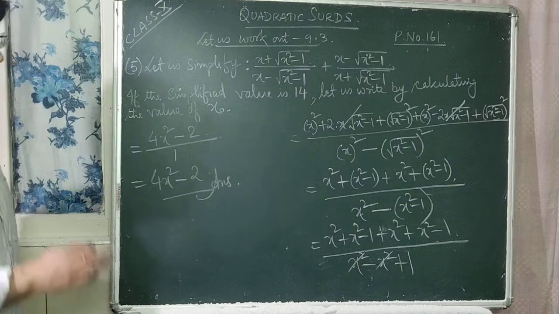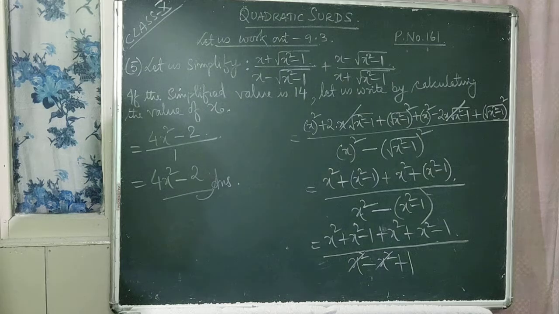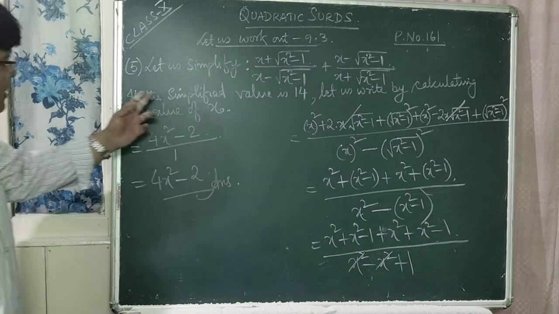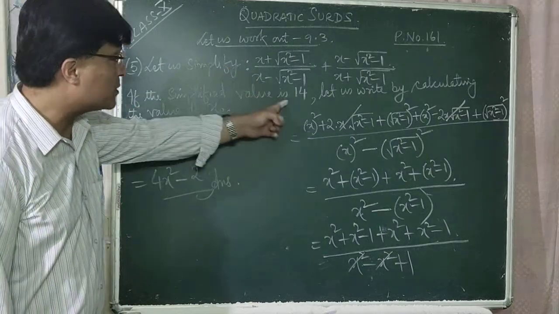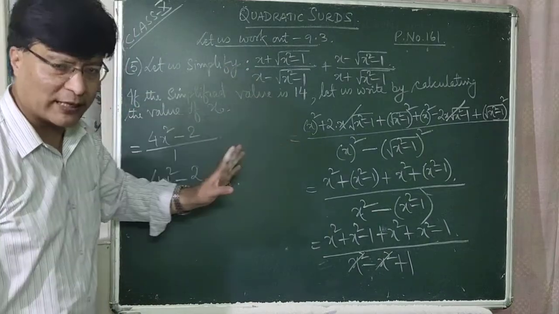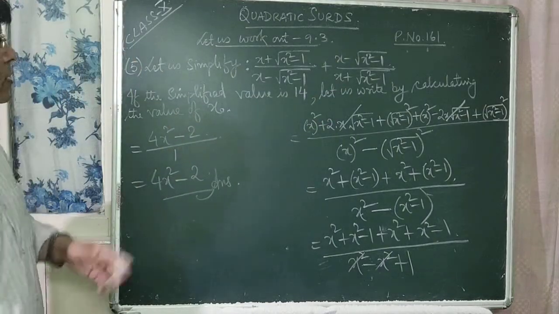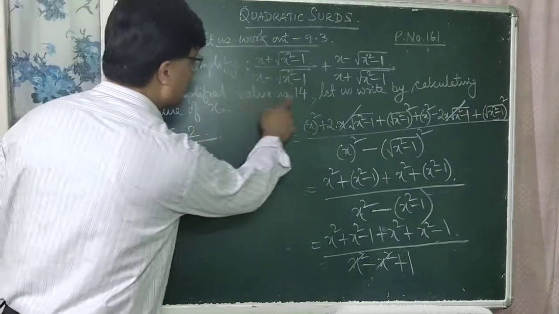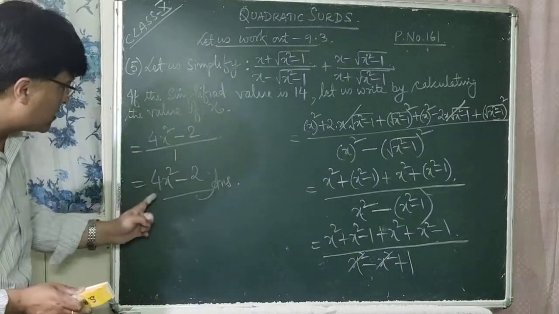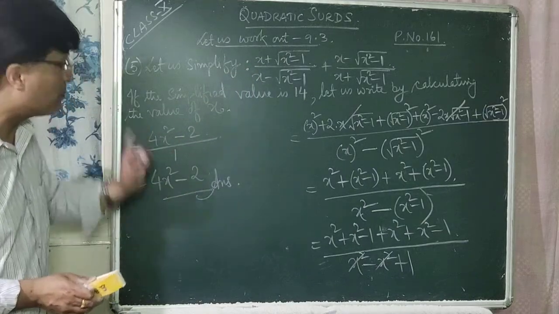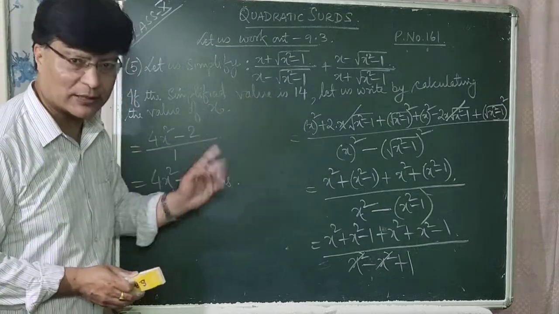Okay. Now let us do the second part. What is the second part here? If the simplified value of this expression is 14, by question it is given as 14, then let us find the value of x. By question the simplified value is given as 14, but we have got the simplified value of this expression as 4x square minus 2. That means you can equate these two, isn't it?